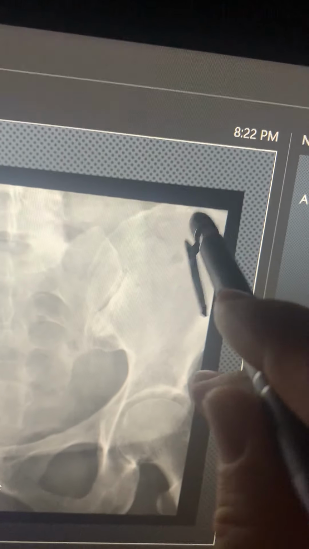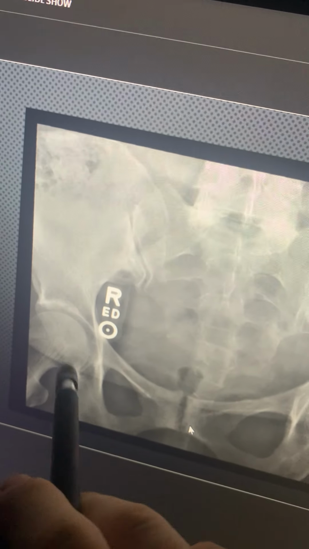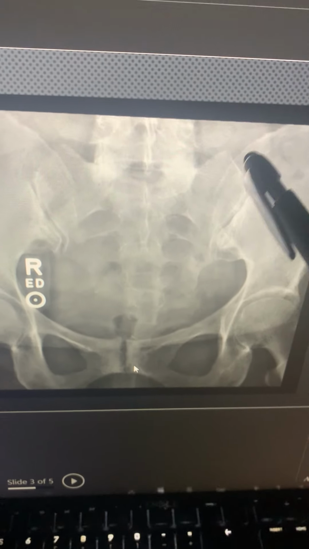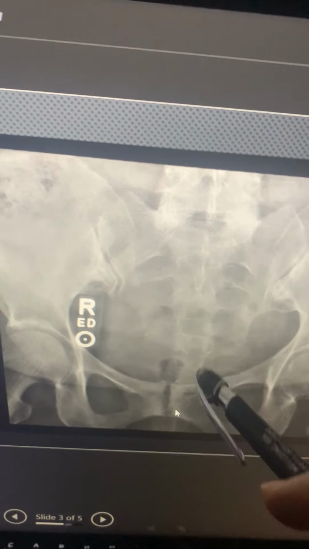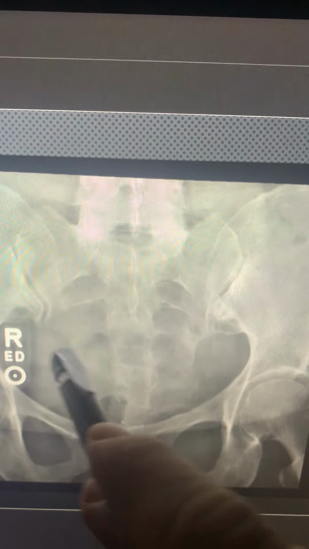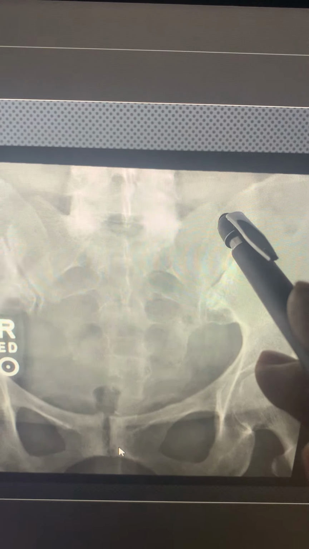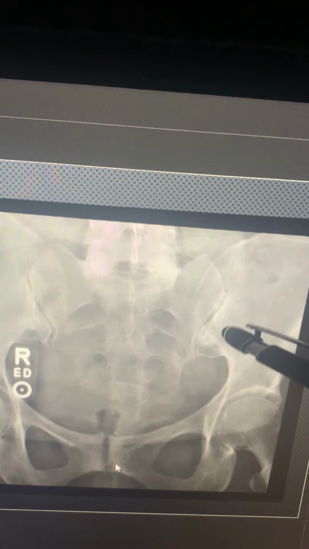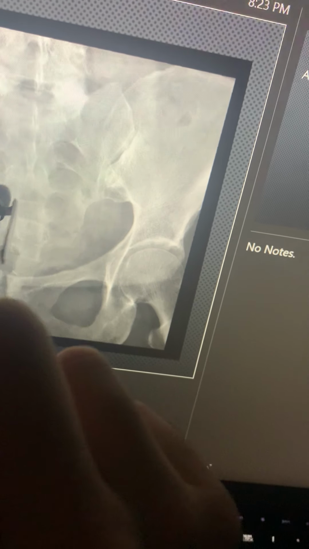This could have been collimated in to completely focus on it, but the patient was quite large and I did have some trouble finding my exact central ray, so I kind of left it open. They said it's okay, but we do have the entire sacrum visualized with a 15-degree cephalic angle. To find this, we have to be 2 inches superior to the pubic symphysis. So 2 inches with a 15-degree angle would be here.